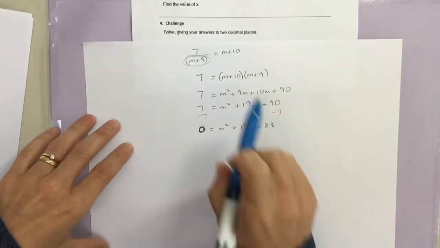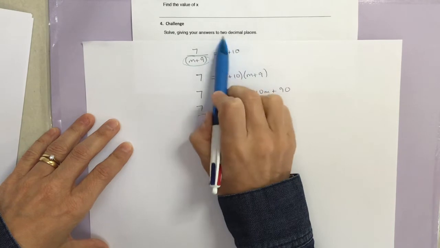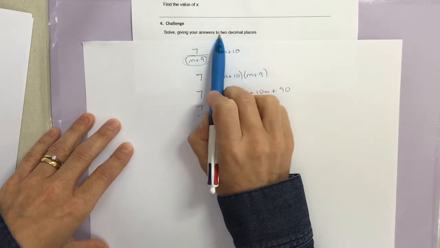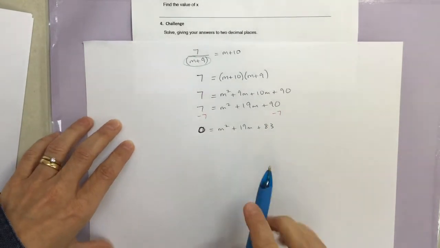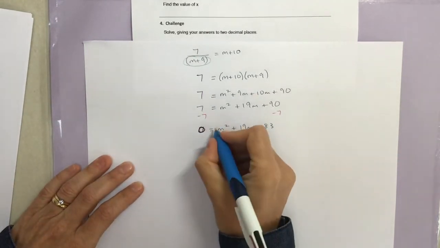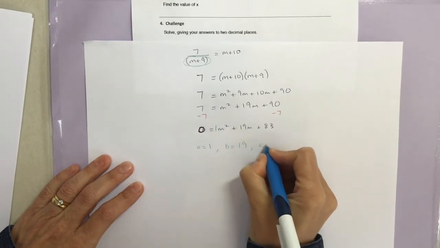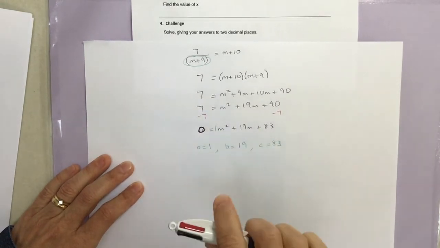And we're asked here to give our answer to 2 decimal places. So straight away I know that factorisation is not going to work. It needs to be quadratic formula. So 2 decimal places. Let's have a look at doing that. A is equal to 1. B is equal to 19. C is equal to 83.